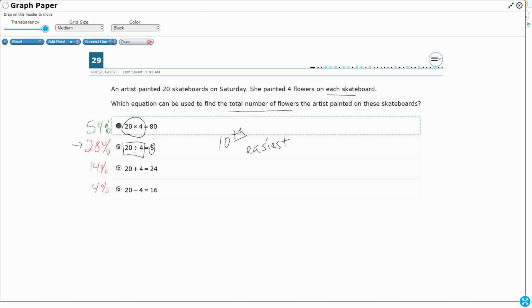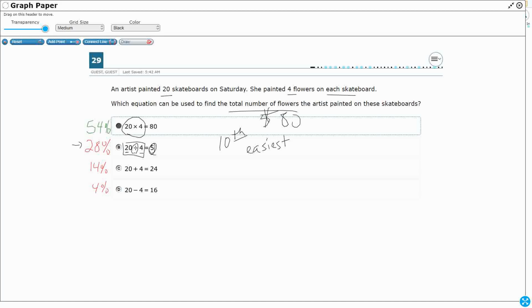5 total flowers. It's not going to work if you have 20 skateboards and 4 flowers each, but they at least saw the 20 and the 4 and used division, which is something that sometimes you will do with equal groups. How we can help students here is to take our answer and see if that makes sense. Does it make sense that we have 5 total flowers painted on these skateboards? Even if you just wrote that there, 5, that wouldn't make sense if we painted 4 on each skateboard, right? That's where the 80 makes more sense.